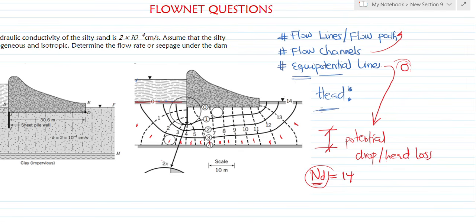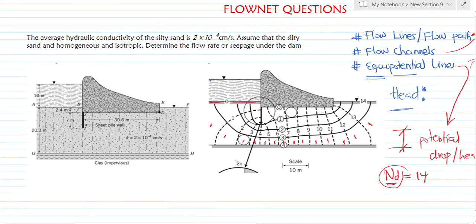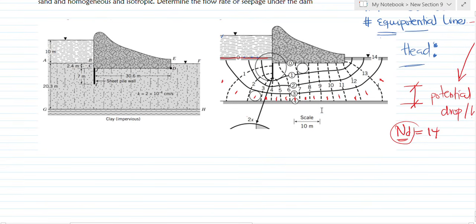So I believe by now you know what a flow line is, a flow path is, what a flow channel is, what a potential line is, and what potential drop is. Now, why are we doing this? We are doing this to determine the discharge under the dam. The discharge under the dam is given by the relation K change in head NF over ND, where K is equal to the permeability of the soil serving as the foundation.